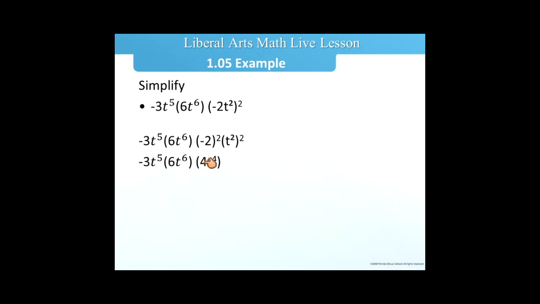So now we have 3 regular monomials. Now we can multiply the numbers and multiply the variables. Negative 3 times 6 times 4, we get a negative 72. And then t to the 5th times t to the 6th times t to the 4th. 5 plus 6 is 11, plus 4 is 15. Remember, when you multiply the variables, you add the powers.